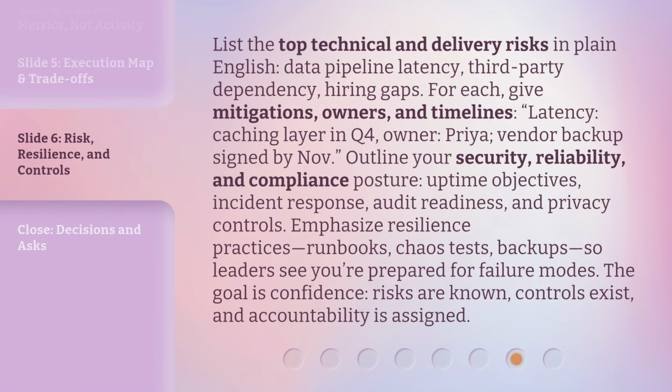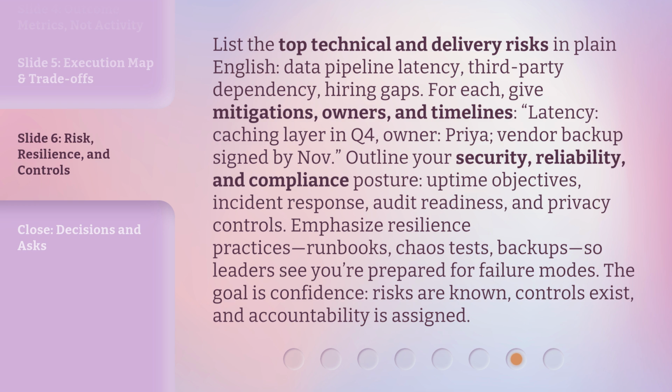List the top technical and delivery risks in plain English: data pipeline latency, third-party dependency, hiring gaps. For each, give mitigations, owners, and timelines. Latency, caching layer in Q4, owner, Priya, vendor backup signed by November.